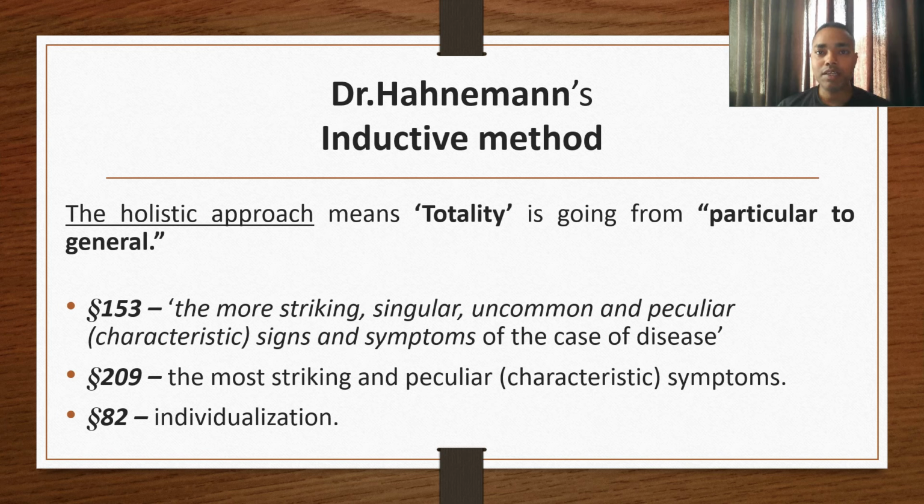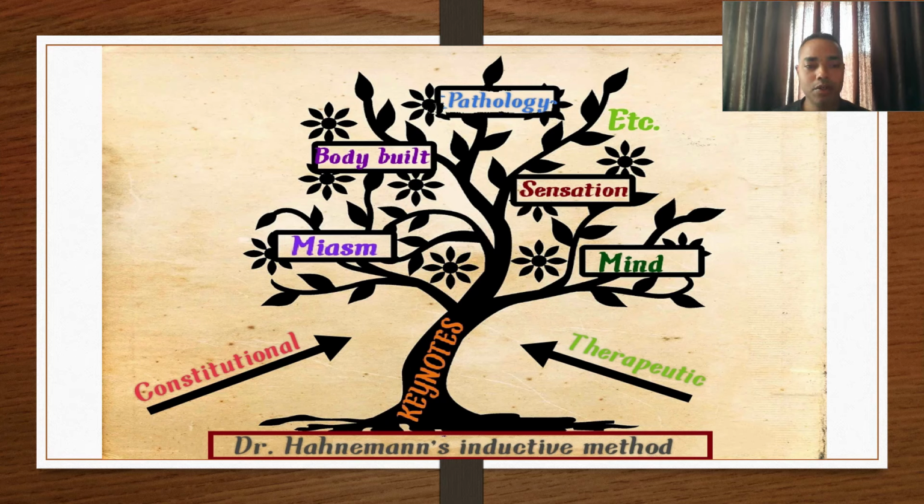In both types of diseases, if you understand Dr. Hahnemann's inductive method, whatever approach you take for constitutional or therapeutic treatment, either through the mind symptoms or rubrics, sensation, miasm, body build or pathology, etc., whatever way you use, you are just covering one part of this method, or just one branch of this complete tree. Then we will get fewer results due to not covering other ways of this method.